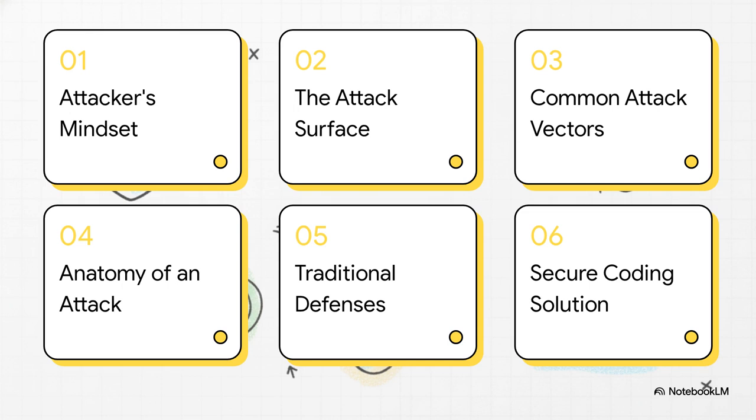Okay, let's dive into this. We've got a quick roadmap to break this whole thing down. We're going to cover the attacker's mindset, defining the attack surface, 7 common attack vectors, the anatomy of an attack, why traditional defenses fail, and finally, the secure coding solution.